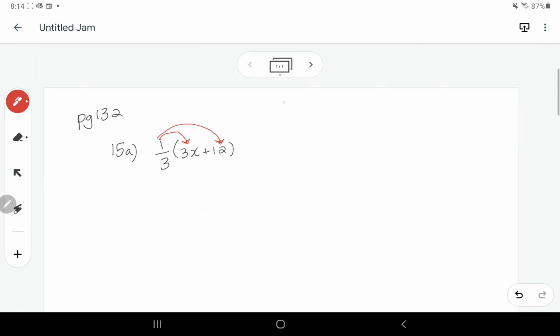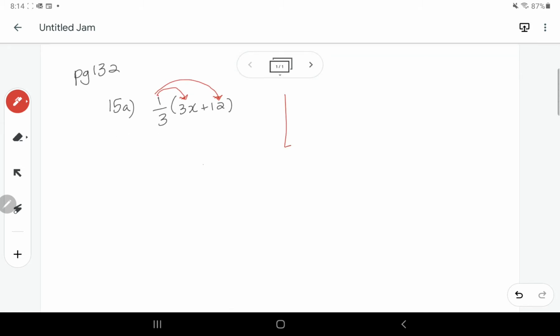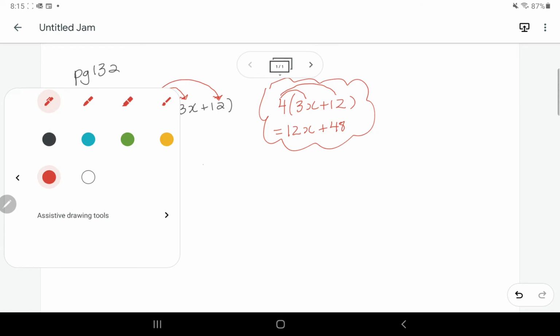So for instance, if I had something like 4 times 3x plus 12, I would multiply 4 times 3x and say that that was 12x. And I would multiply 4 times 12 and say plus 48. So that's the same strategy as what we're going to do here, but we just have to deal with fractions.